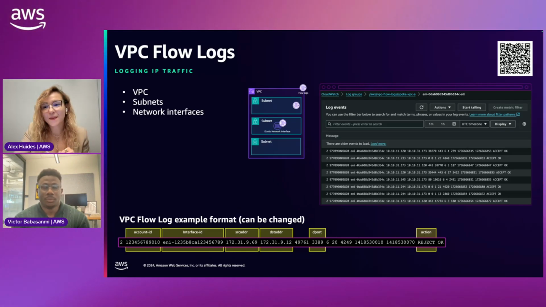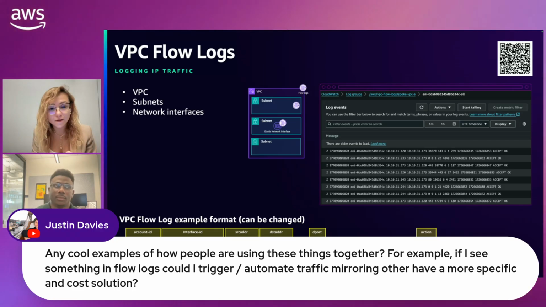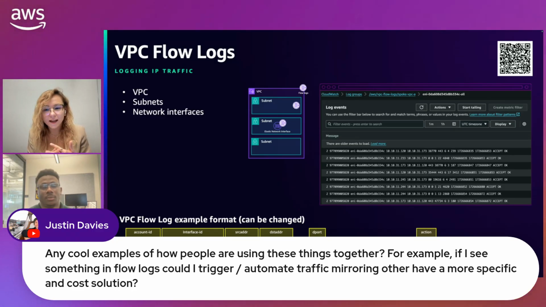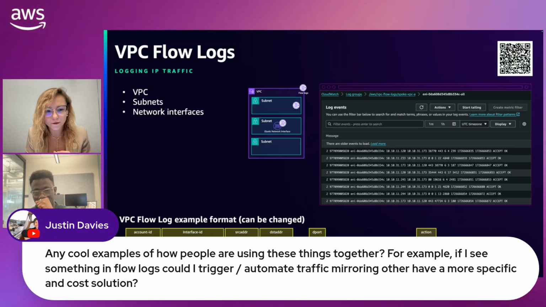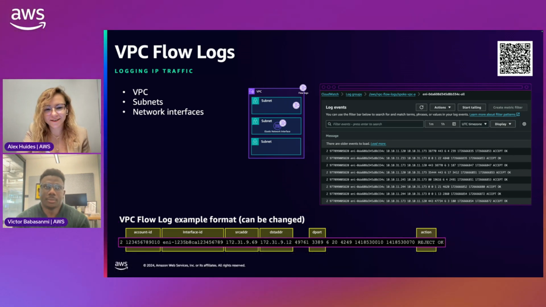That's part number one. Part number two, there's a super interesting comment here in the chat. Any cool examples of how people are using these things together? For example, if I see something in flow logs, could I trigger automated traffic mirroring? Have a more specific solution for that and cost solution. What have you seen, Victor? Any cool ways to use these flow logs?